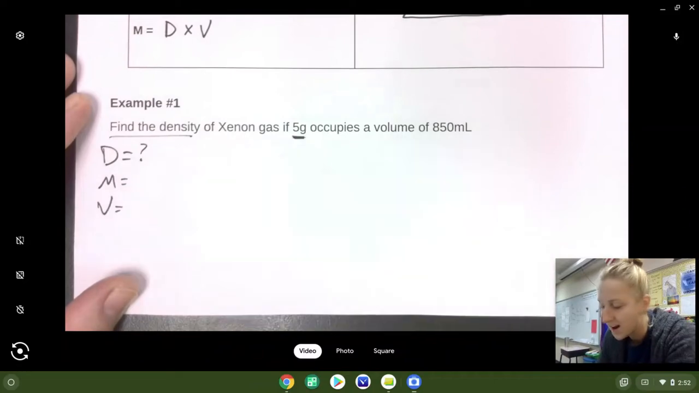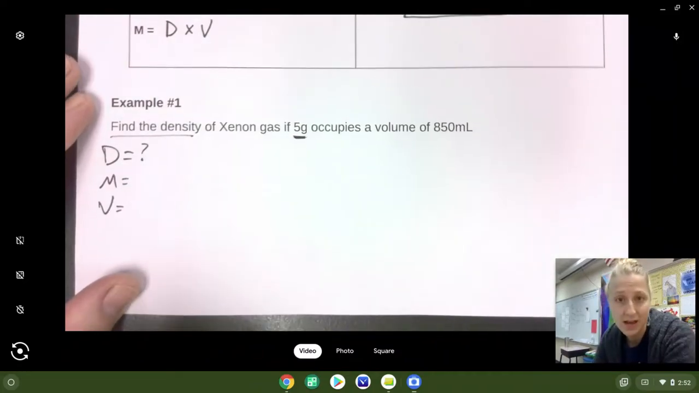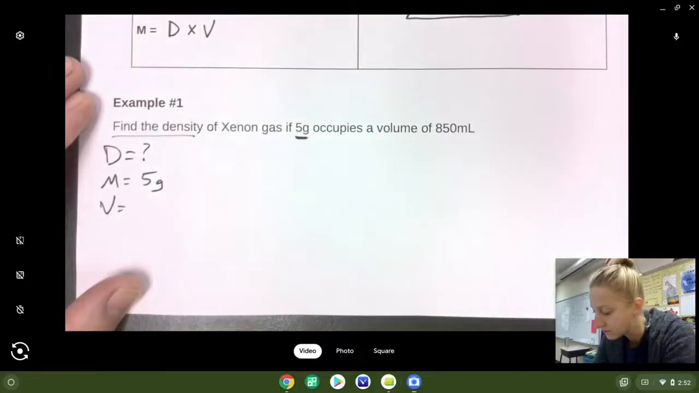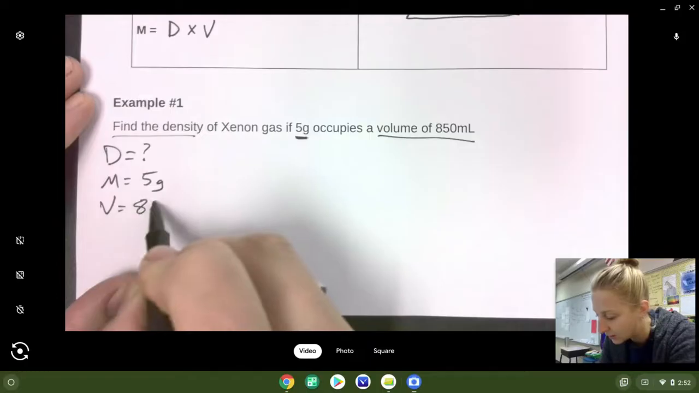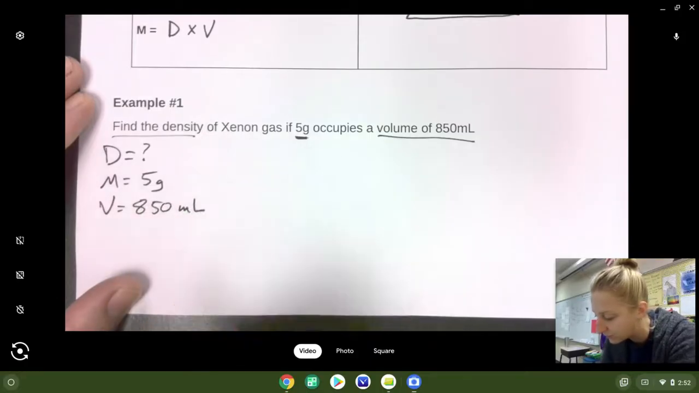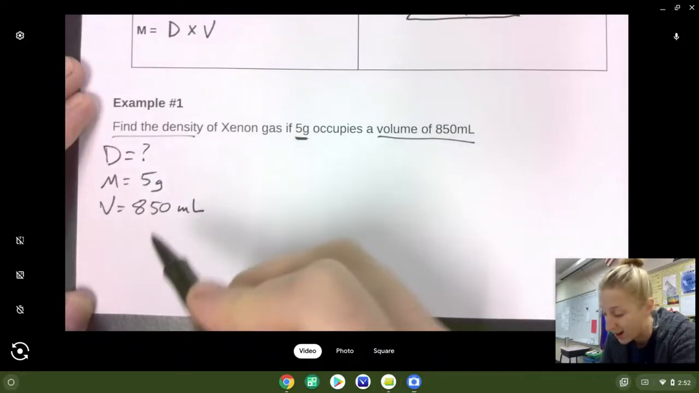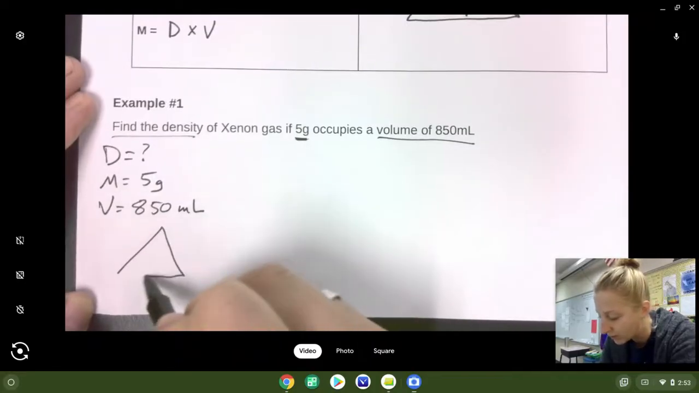It tells us we have 5 grams, and we know that grams is a mass unit. So our mass is 5 grams. And it says our volume is 850 milliliters. Okay? So I'm going to use my density triangle to figure out what formula to use.